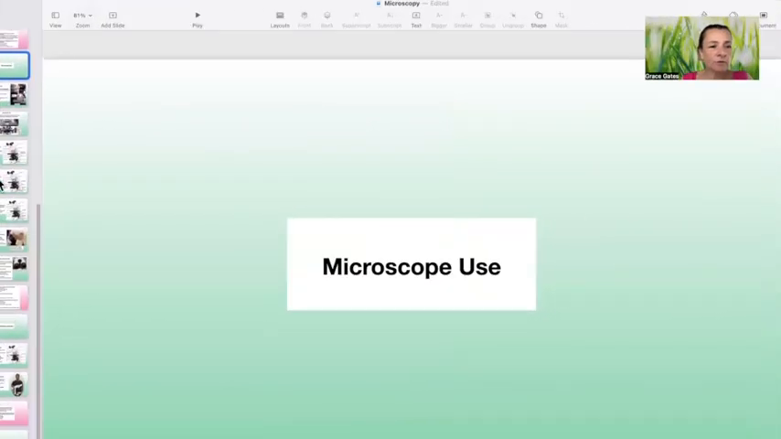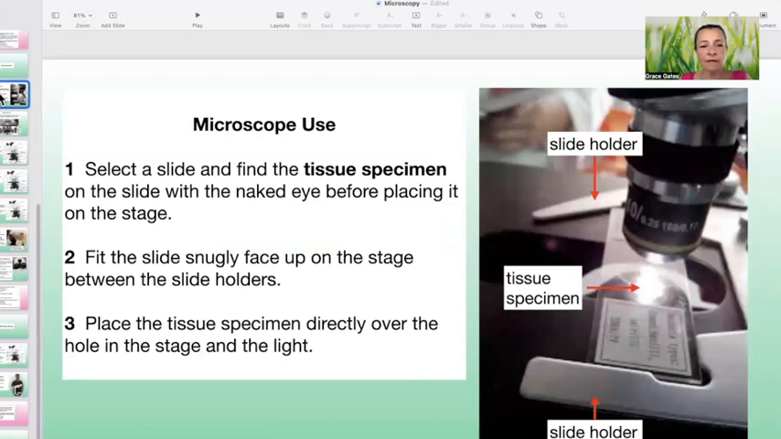Now using your microscope. So you select your slide and you find the tissue specimen on the slide with your naked eye before placing it on the stage. This will help to center it over the hole in the stage and over the light, so that you have some chance of seeing it immediately when you look through the ocular lenses. The slide fits snugly onto the stage between slide holders. So push it as far as it will go against the back of the slide holder, and then fit it in between the right and the left slide holder.